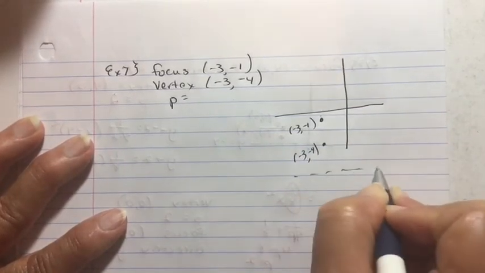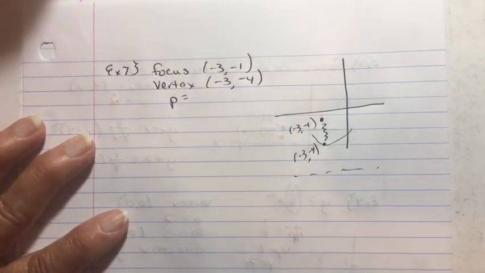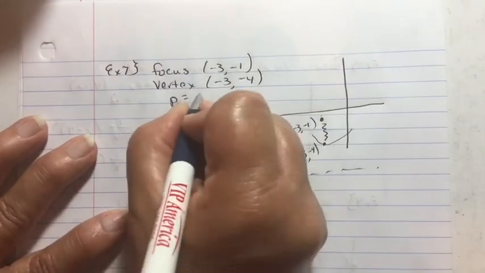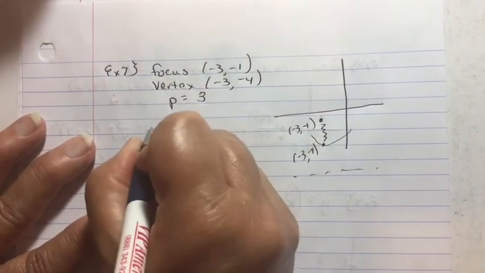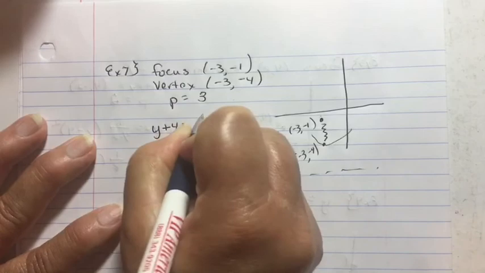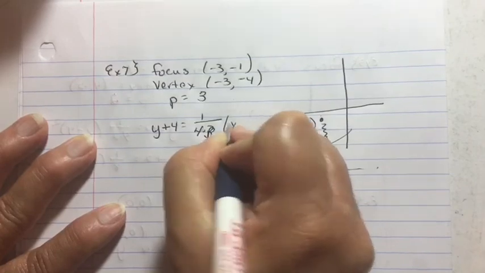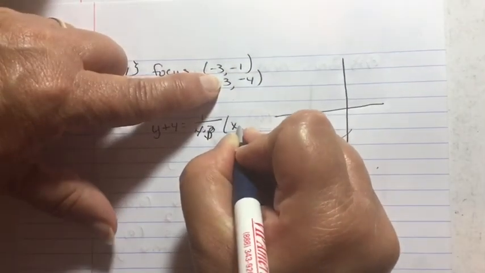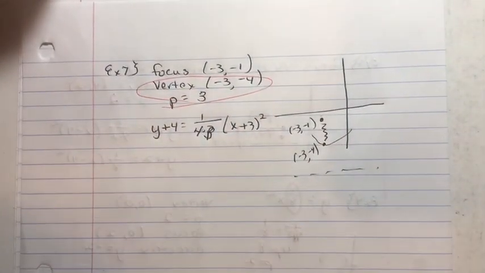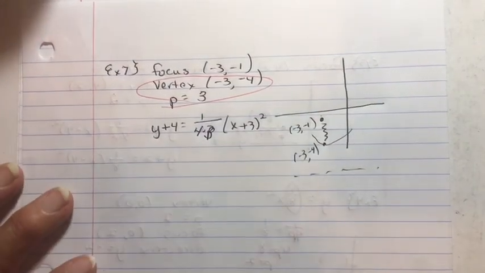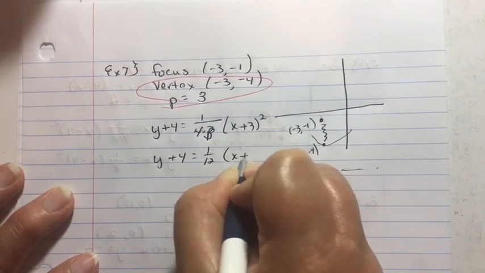So you know the directrix is going to be down here, and you're going to have a parabola. This distance is what you're looking for. That's the p. So between -4 and -1, there are 3 units. Now plug it into the equation. y minus -4 equals 1 over 4 times p. p is 3. And then (x minus -3) squared. Again, make sure you're using the vertex and the p and that you're not accidentally using the focus. So y plus 4 equals 1/12 (x plus 3) squared.